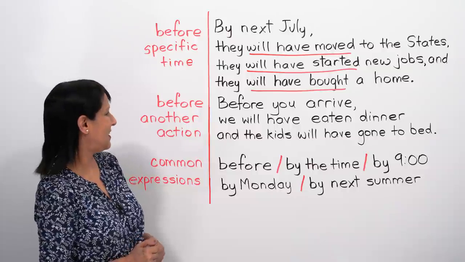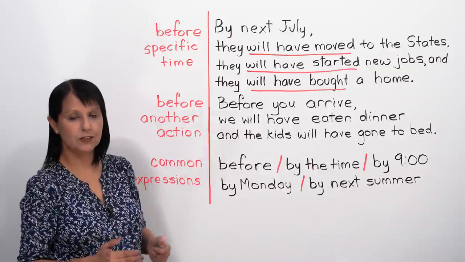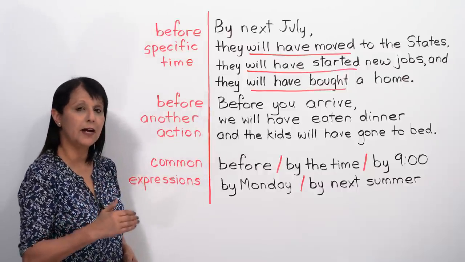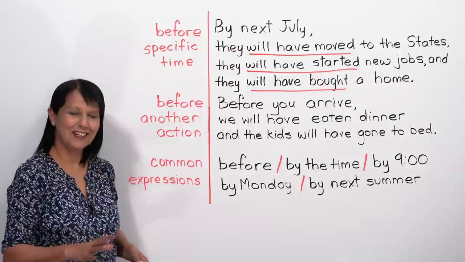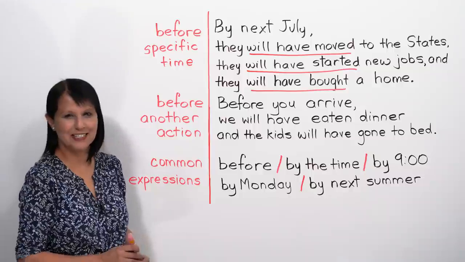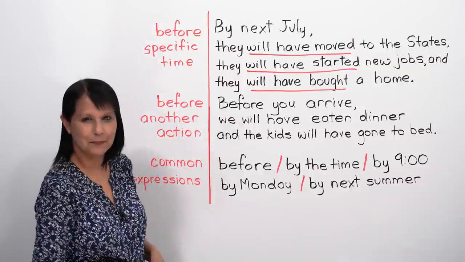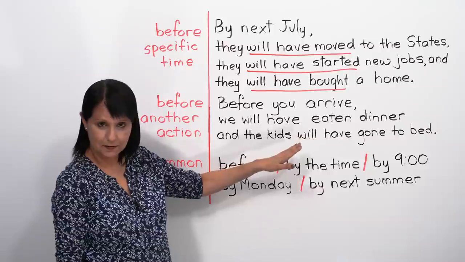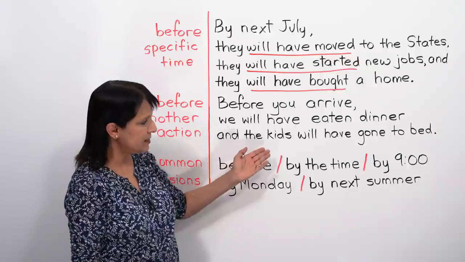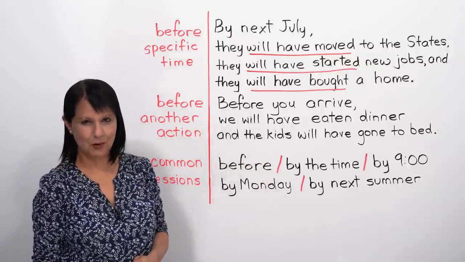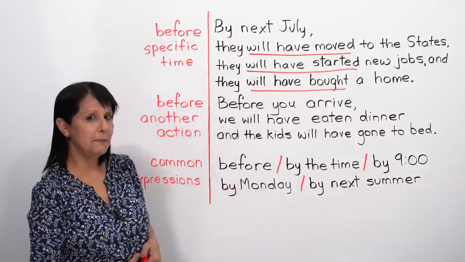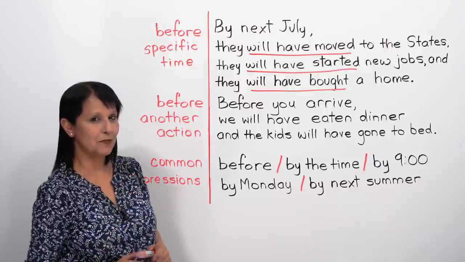They will have moved. They will have started new jobs. And they will have bought a home before next July. Okay? All right. We can also use it to talk about a completed action that happens before another action in the future. I know it all sounds a little bit tricky, but it's not. It's really pretty easy to understand. So let's look at the example. Before you arrive, we will have eaten dinner and the kids will have gone to bed. All right? So, before you arrive, certain things will already have happened. For that, we're using that future perfect tense.